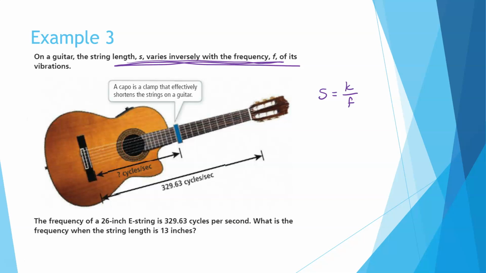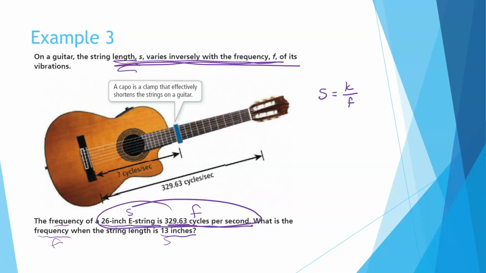When we go down to the bottom, it says the frequency of a 26-inch string, that is the S, the length, is 329.63 cycles per second. That's the frequency. So that is one pair. And then it wants to know what F is when the string length is 13. I'm going to use this function up here, but first we always need to find that K.